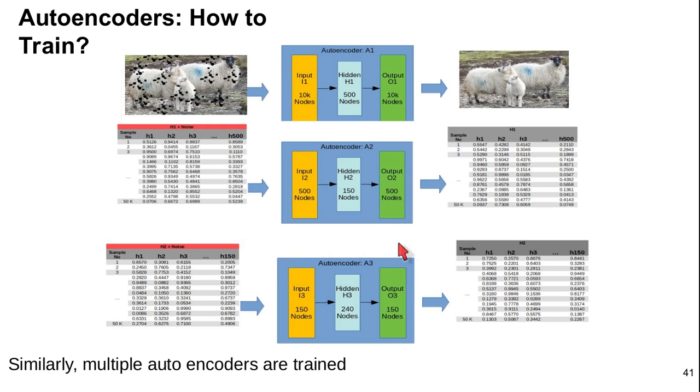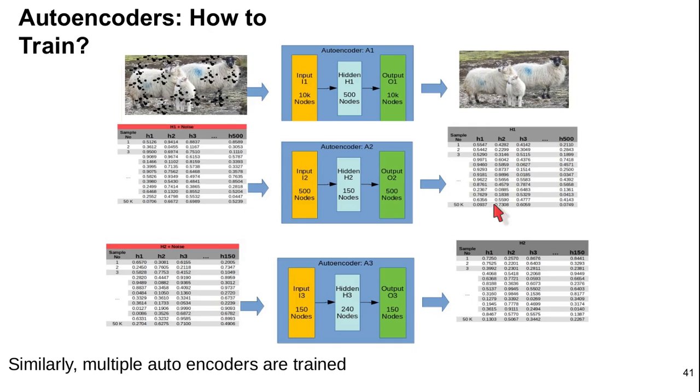Similarly, we can train another autoencoder A3, whose configuration could be input containing 150 nodes, hidden layer containing 240 nodes, and the output layer containing 150 nodes. The number of inputs in autoencoder A2 was 500, which is equal to the number of nodes in the hidden layer H1 of autoencoder A1. Similarly, the number of inputs in autoencoder A3 is 150, which is equal to the number of hidden nodes H2 in autoencoder A2.